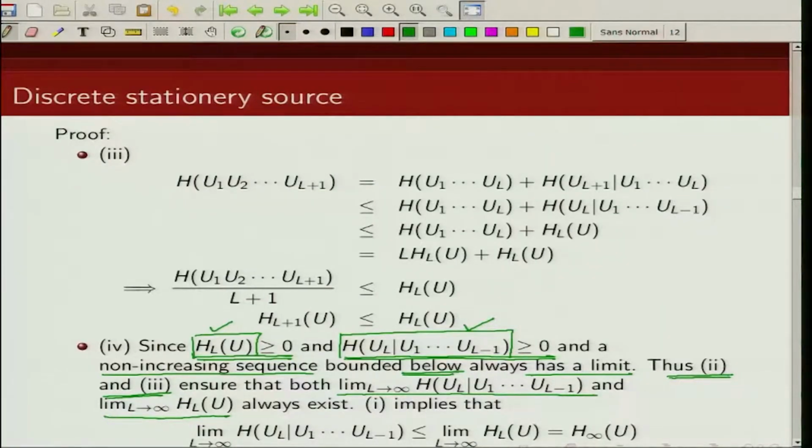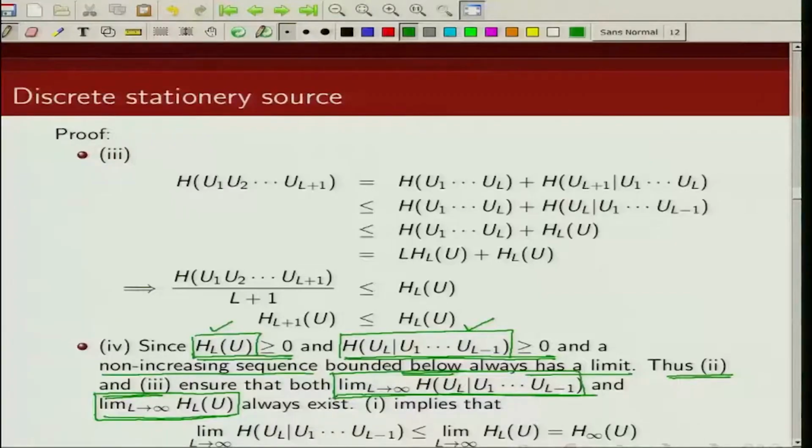Now, as I said, we have to prove that as L goes to infinity, this particular term is the same as this. So how do we prove it? We'll first show that one of these terms is less than or equal to the other term, and then we'll show the other term is less than or equal to the first term. For both of these conditions to hold, they must be equal.